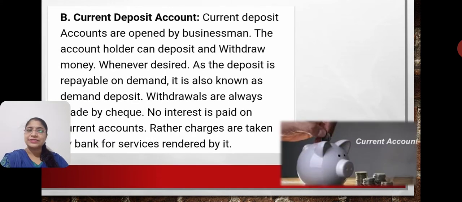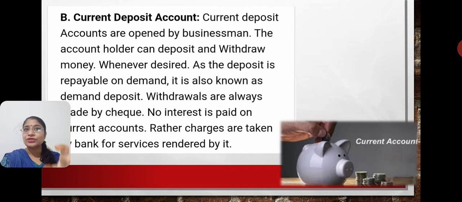The second one we'll see, that is current deposit account. Current deposit account is opened only by businessmen. This facility is given by bank only for businessmen. The account holder can deposit the money and can withdraw the money whenever they desire. As the deposit is repayable on demand, it is known as demand deposit. Whenever you want you can withdraw, whenever you want you can deposit, but it has to be withdrawn by cheque, and no interest is paid on this current deposit.